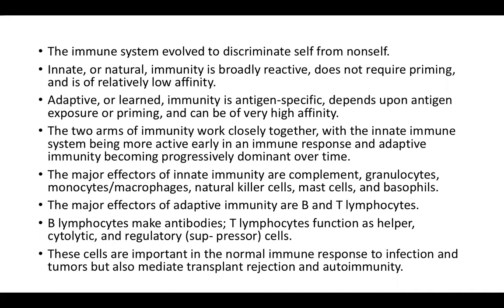So the two arms of immunity work closely together, with innate, also called the natural immunity system, being more active early in the immune response. And then the second, adaptive immunity, becomes progressively dominant over time. Adaptive immunity comes in as a person gets adapted to the immune conditions. So the major effectors of the innate or natural immunity are complement. You know what is complement? Complement system, granulocytes, monocytes, macrophages. Then there are natural killer cells, mast cells, basophils. These are all the high molecular weight proteinaceous materials present in the blood.